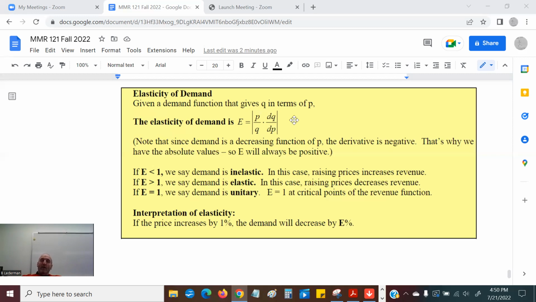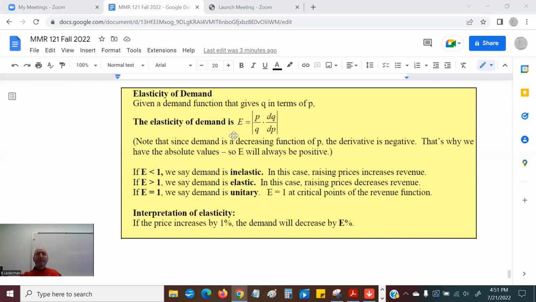Here's where E becomes very valuable to us. If E is less than 1, then the demand is called inelastic, and in that case, raising prices will increase the revenue. If E is greater than 1, then the demand is elastic, and raising the prices will decrease the revenue. If E equals 1, right on the button, the demand is unitary, and that happens at critical points of the revenue function.